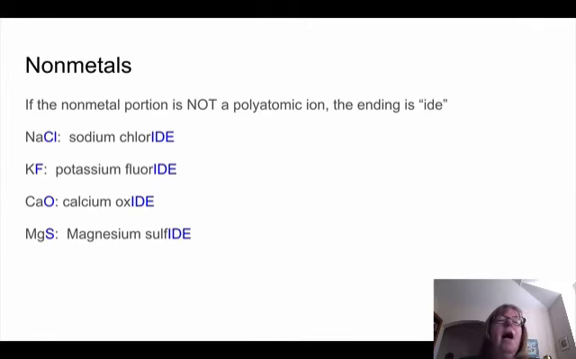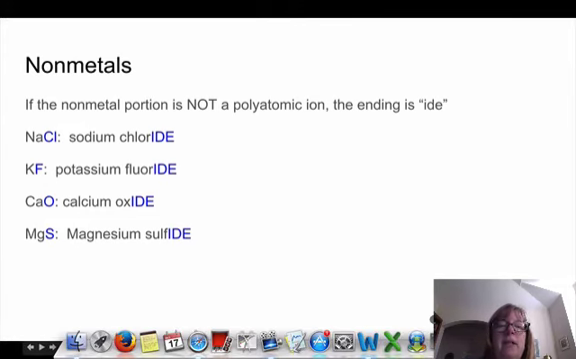We're done. All right, if the nonmetal portion of your ionic compound is not a polyatomic ion, so it's just one element, it ends in "ide." And so NaCl is sodium, just name the metal, chloride, sodium chloride. KF is potassium fluoride. CaO, calcium oxide. MgS, magnesium sulfide. All right, so easy. The ending just changes to "ide."